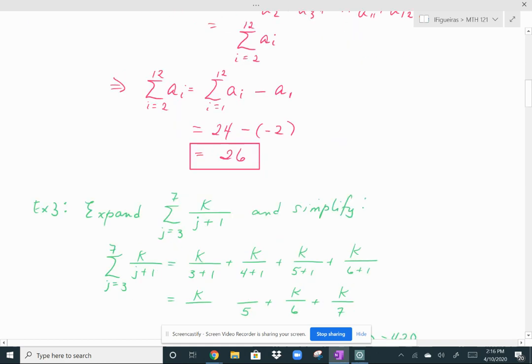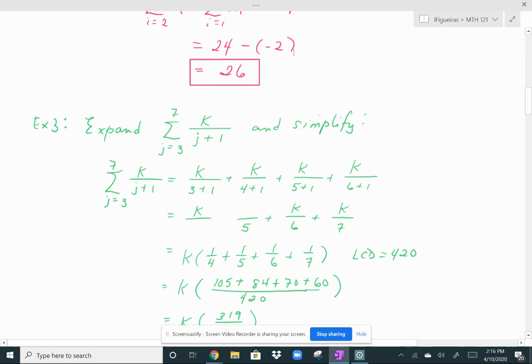All right, so here's another. We want to expand the sum as j goes from 3 to 7 of k over j plus 1. Well, notice that I have two variables in my term here, k over j plus 1, but my index starts from j equal to 3 to 7. So when you substitute in from 3 to 7, you're only plugging into j, not to k. k stays as a constant.